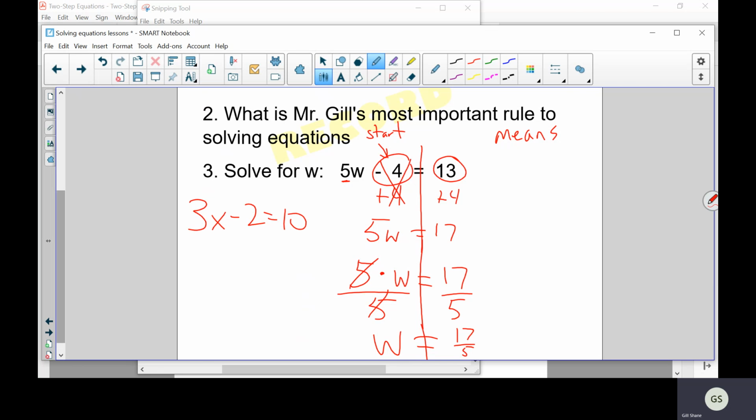It means you're just trying to get the variable all by itself on one side. That's all you're trying to do. Basically, you're getting rid of all the numbers that are on the same side as that variable. This applies mainly to a two-step equation, but when we get into more complex stuff, we'll change it.